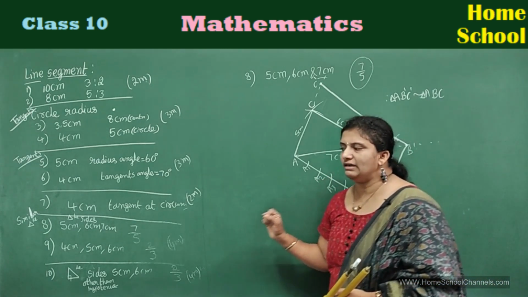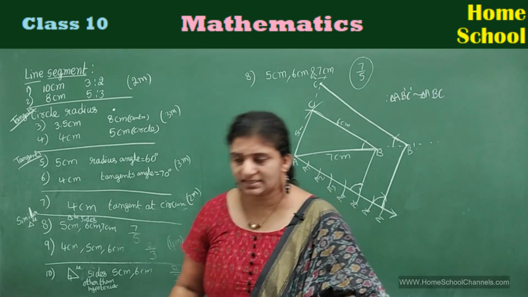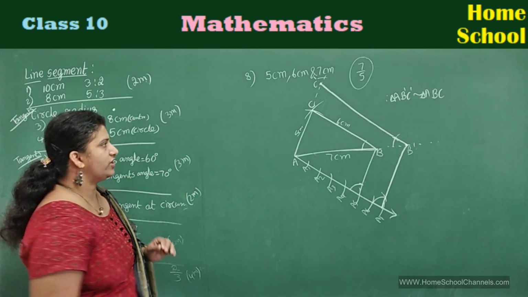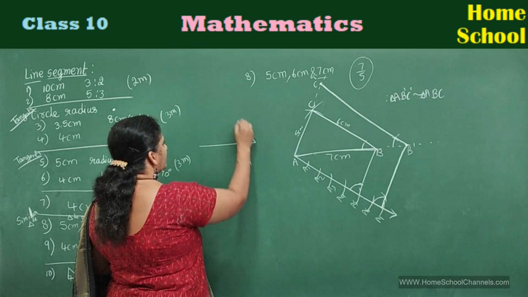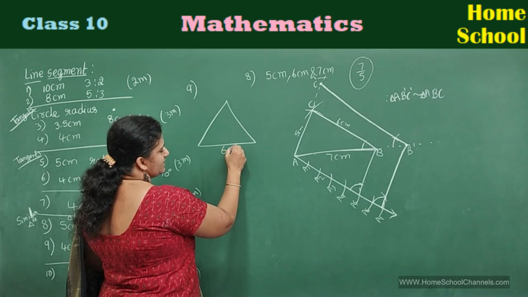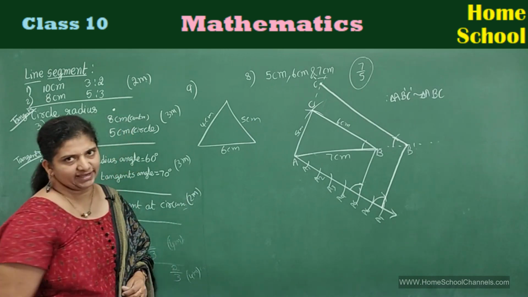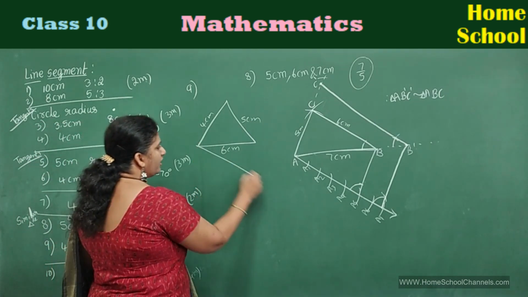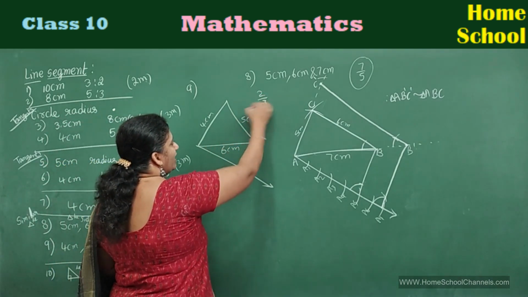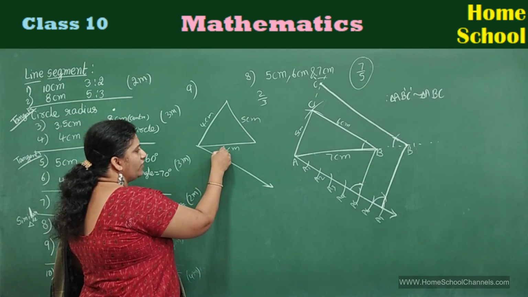And in the same manner, see the 9th problem. 4 centimeter, 5 centimeter, 6 centimeter. Draw a triangle and the ratio is 2:3. Look here, I will go with a rough figure. Let me take 6 centimeter, 4 centimeter, 5 centimeters. I have drawn a triangle. What's your next step? Draw a ray which is acute. Your ratio is 2/3. Observe which is greater. 3 is greater. So you can go for 3 arcs.